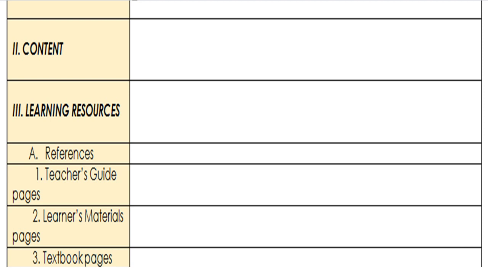Next is the content. Siyempre, yung topic natin. The third is the learning resources. So, yan nga, dahil matagal na naman tayong gumagawa ng DLL or lesson plan, it's just the same. Ilalagay mo yung references mo dito, yung teacher's guide na ginamit mo, yung pages, learner's material na ginamit natin, and the textbook pages na ginamit nating references.